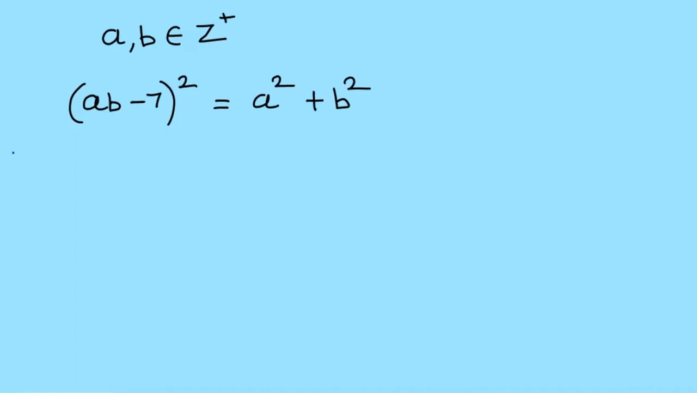Coming to the problem, we have a and b as positive integers, and we have this relation: (ab minus 7) whole square is equal to a square plus b square. We need to find all possible values of a and b such that this relation holds. Okay, let us proceed.